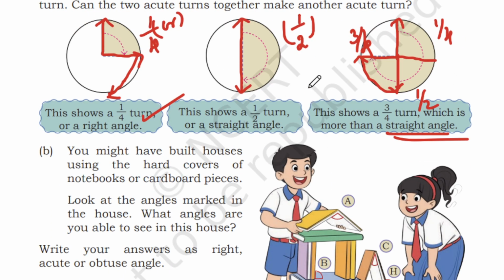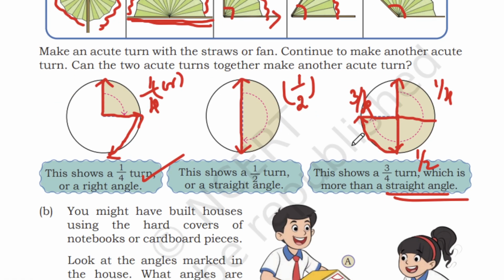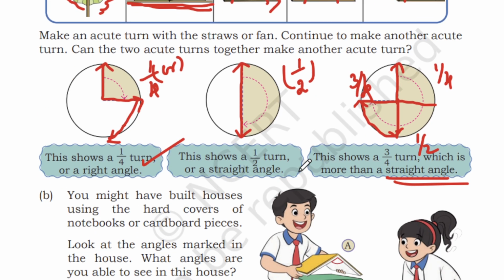So these questions get mixed up and will come in your 1 mark question, or else they will give a circle and ask you to make an angle to show more than a straight angle.